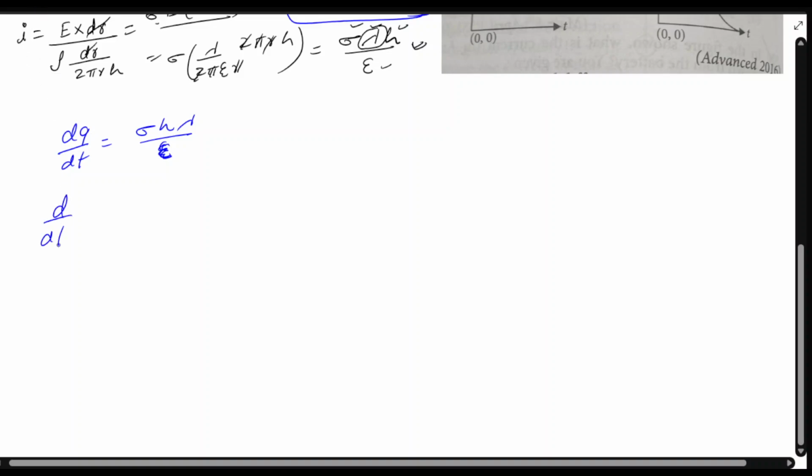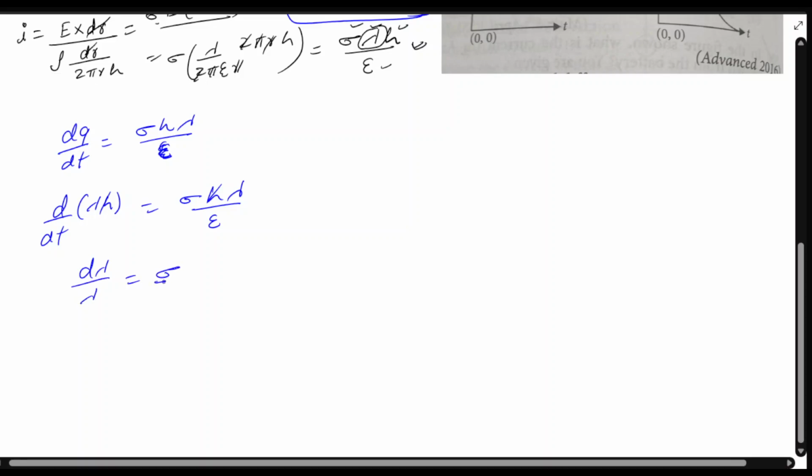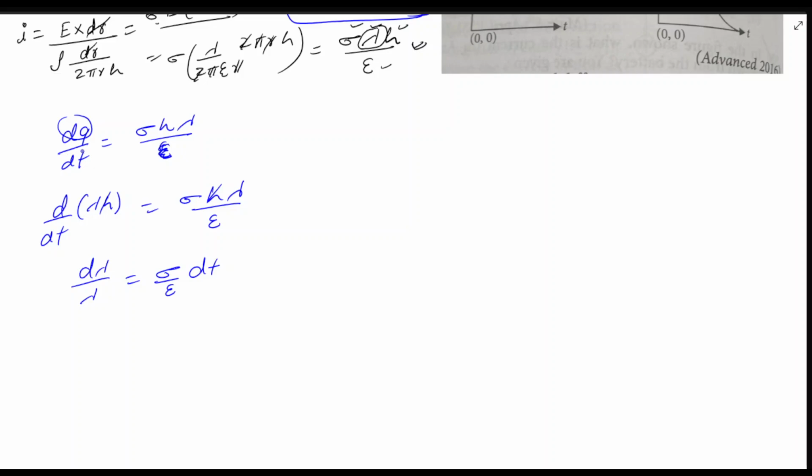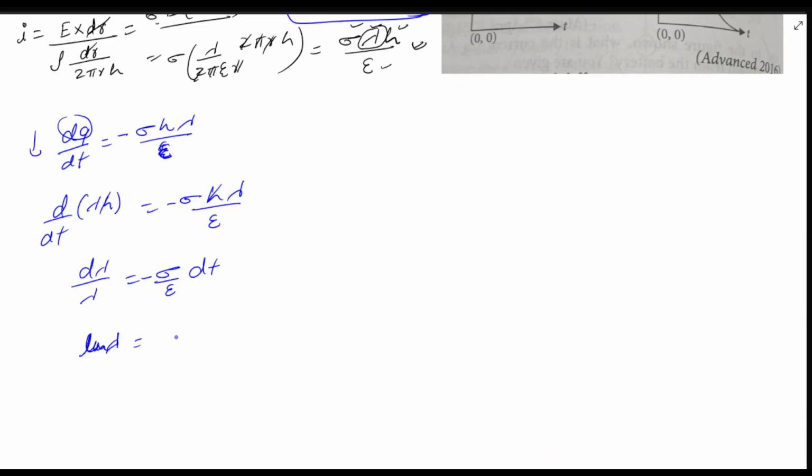So d by dt, and the q will be lambda into h, right? So it will be sigma h lambda upon epsilon. So h will get cancelled, and we have d lambda upon lambda equals sigma upon epsilon into dt. Now, as time increases, lambda decreases, so I have to put a negative sign also. Now, if we integrate it, we get ln lambda into minus sigma t upon epsilon.